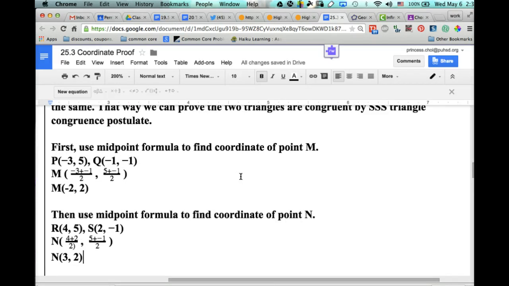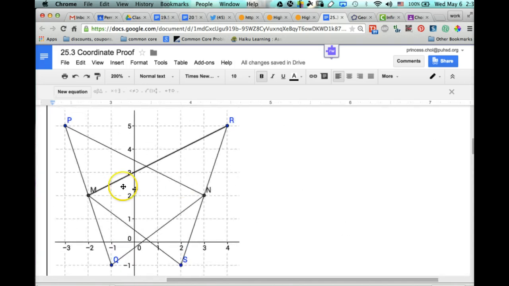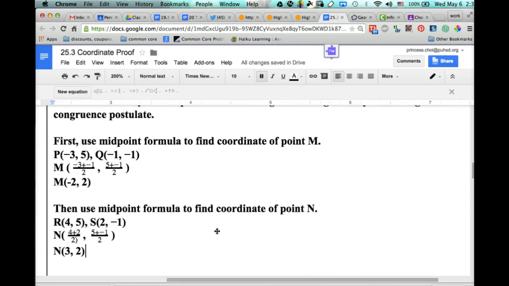Now, what do you think we have to do next since we now know the coordinates for M and N? What do we have to do now, guys? Yes, now we have to use the distance formula to find all 6 sides. You gotta find the length of this one, this one, this one, this one, that one, and this one. So you gotta use the distance formula 6 times, okay? So let's go ahead and do this.